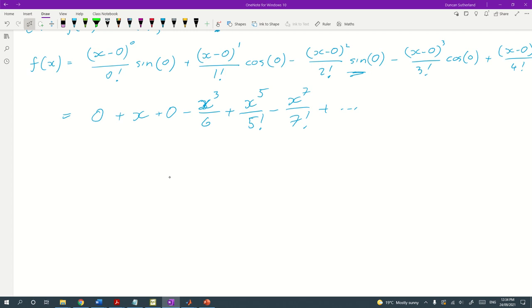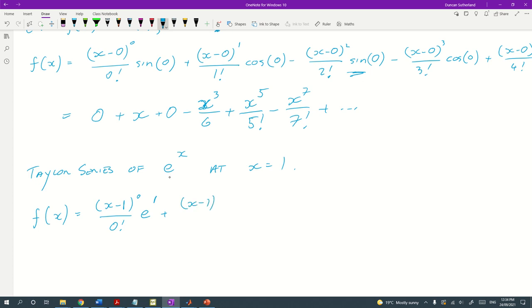Let's consider another one. And instead of using 0, let's use x equals 1. The 0th derivative of e is just the function itself, but it's now at 1. So it's x minus 1 to the power of 0 over 0 factorial, e to the 1. Next one, x minus 1 to the power of 1 over 1 factorial. First derivative of e is just e, and that's, again, evaluated at x naught equals 1.